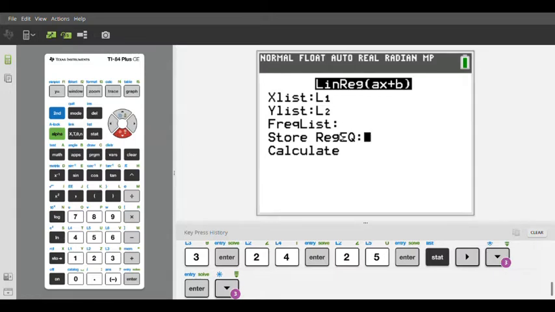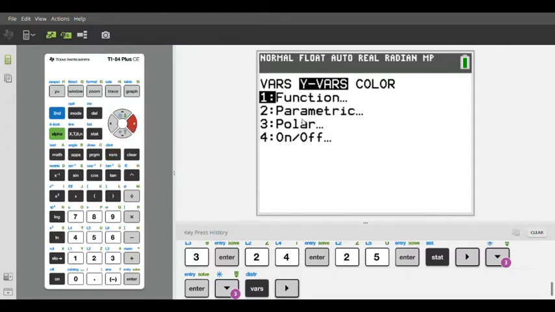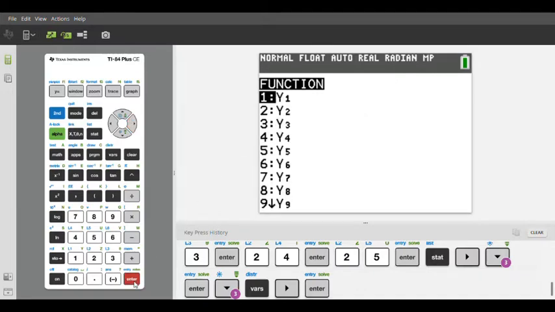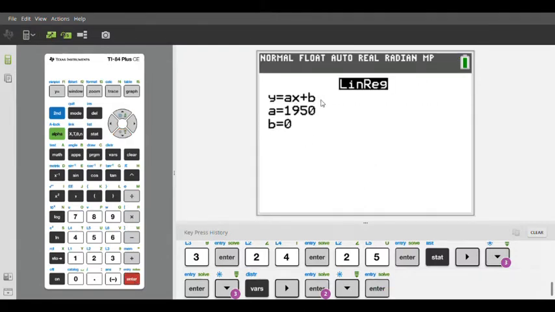Now here's what I do recommend. I recommend that you store the regression equation in your Y1. To do that, you'll hit vars. You'll scroll right to Y vars and function. You'll hit enter, and then Y1 is selected. Hit enter. So you'll wind up storing your equation in Y1, and you'll see exactly what I mean by that in just a second. So we hit calculate, and it creates this line for us. Our equation here is y equals ax plus b, where a is 1950 and b here is actually 0. So if you calculated it by hand, the b you should have wound up with is a 0.